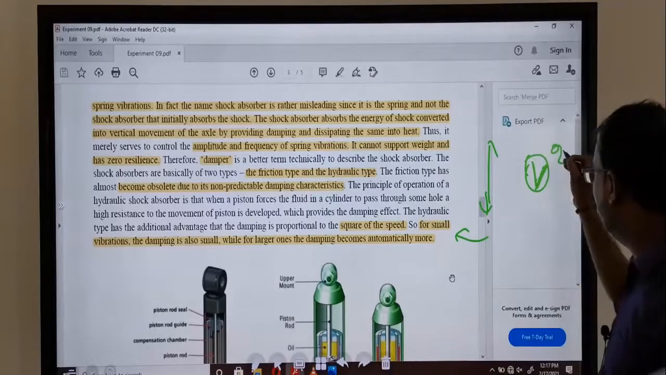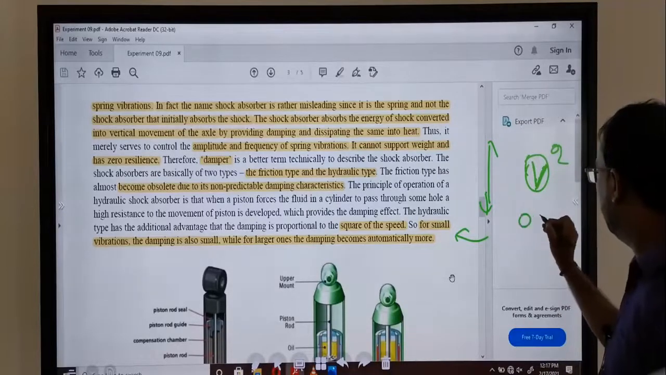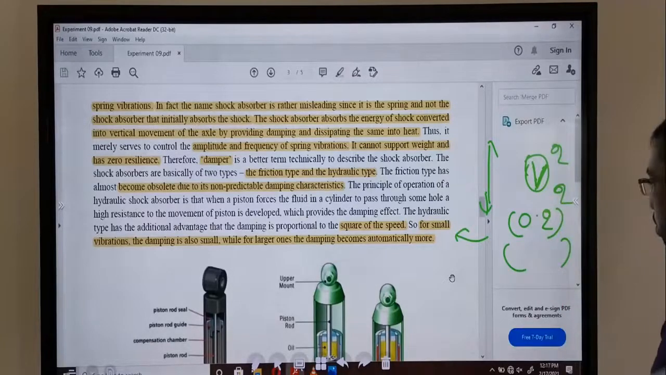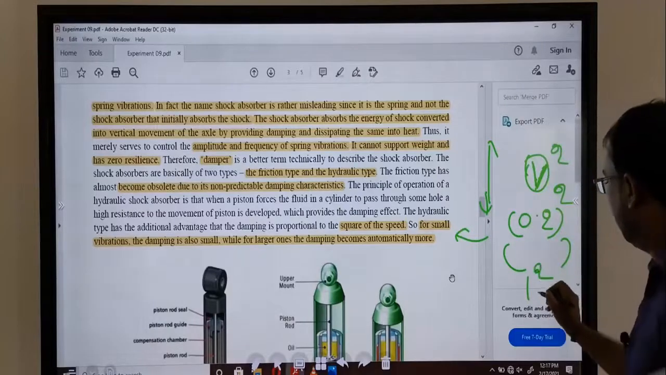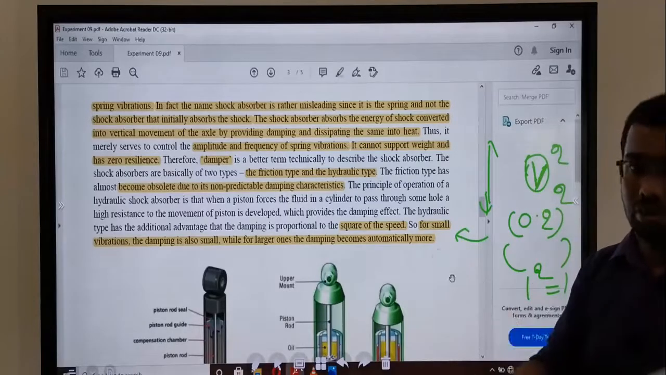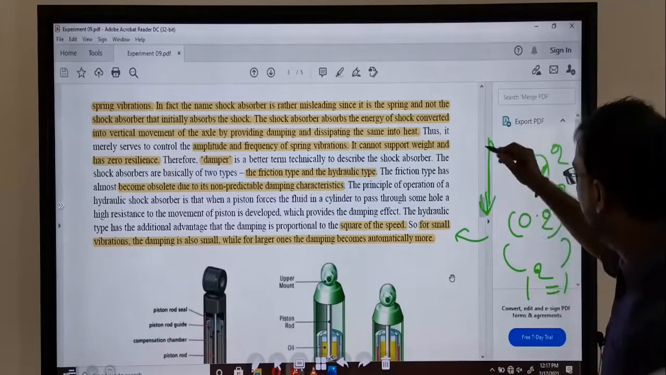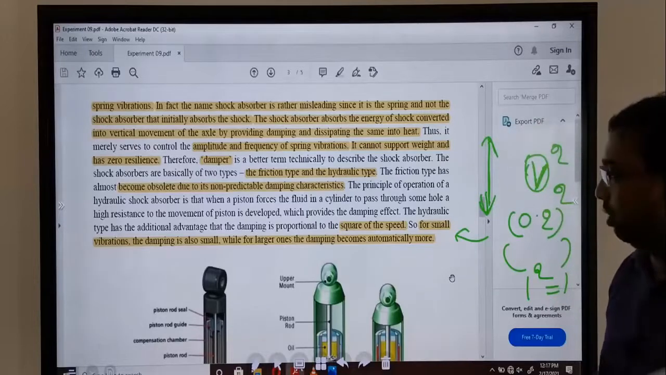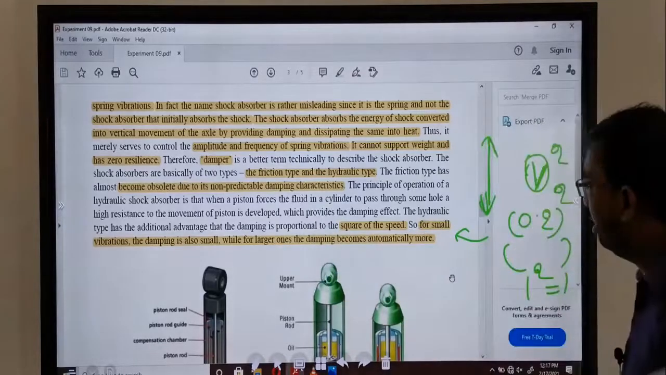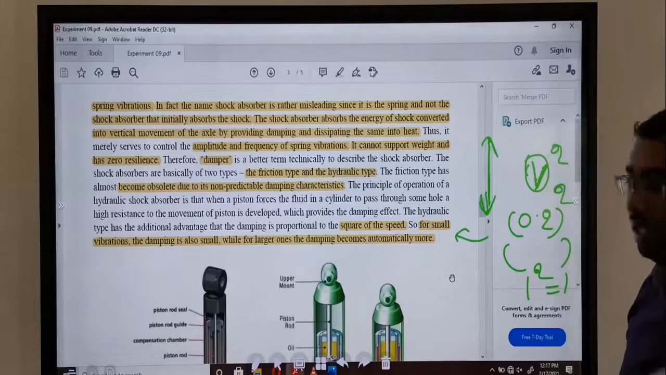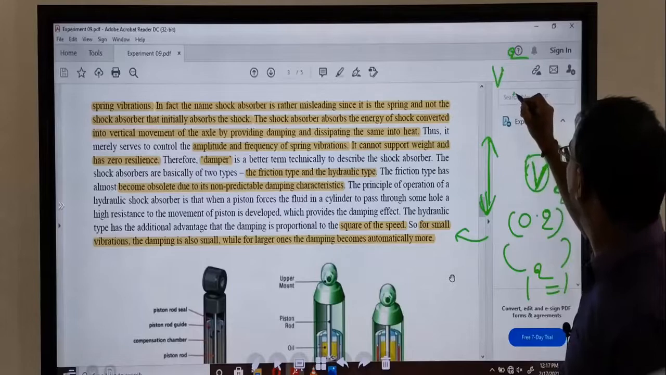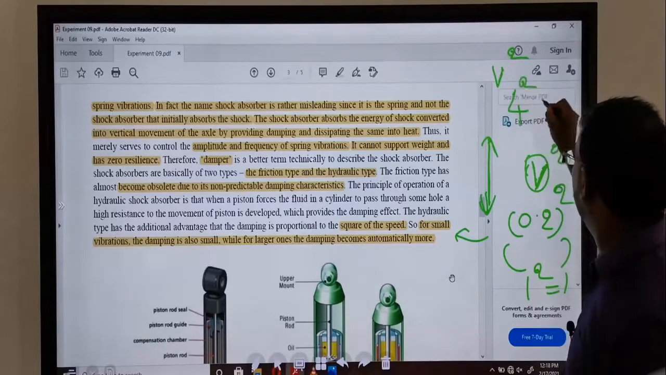For example, v squared: we give 0.2, it comes to a very small value, or 1 squared, we get 1. The small value gives very small damping. While for larger ones, the damping becomes automatically more: larger vibration, large speed. For example, v squared, we give 4; 4 squared means 16.